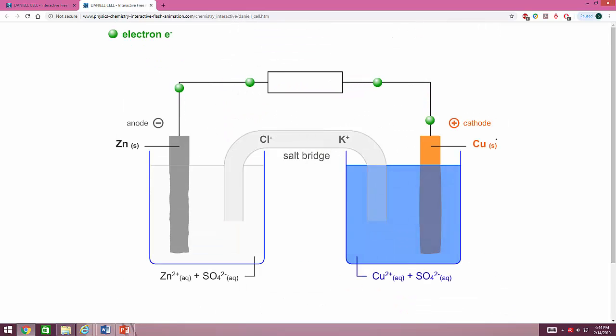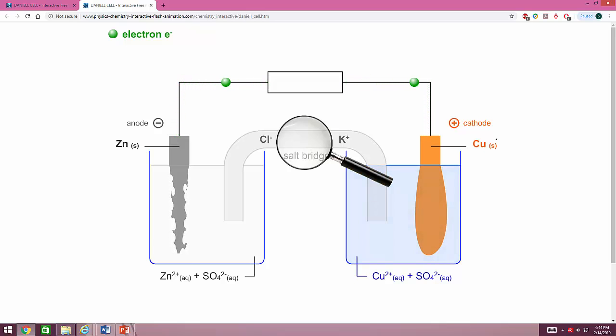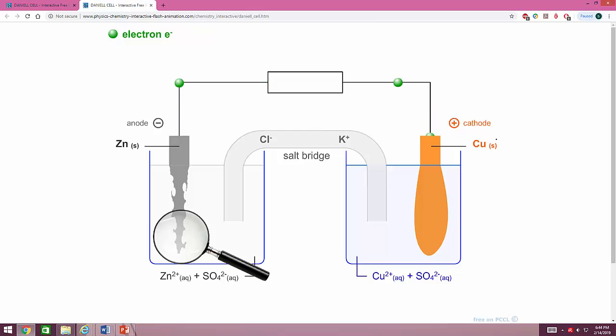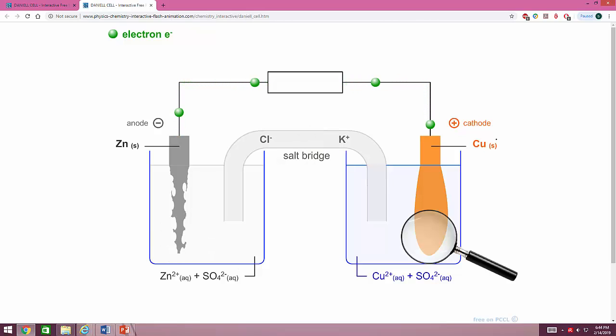So if we had a scale on this anode beaker, it wouldn't be changing mass, because really the mass is just going from the solid into the solution. Same thing over here. The mass is going from the solution into the solid, so you're not seeing a change in this cell, but you do see a change in the overall electrode.